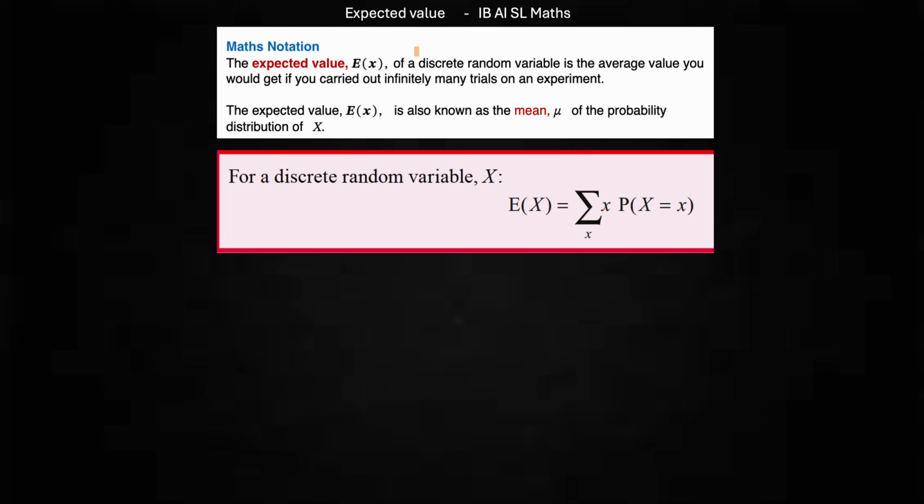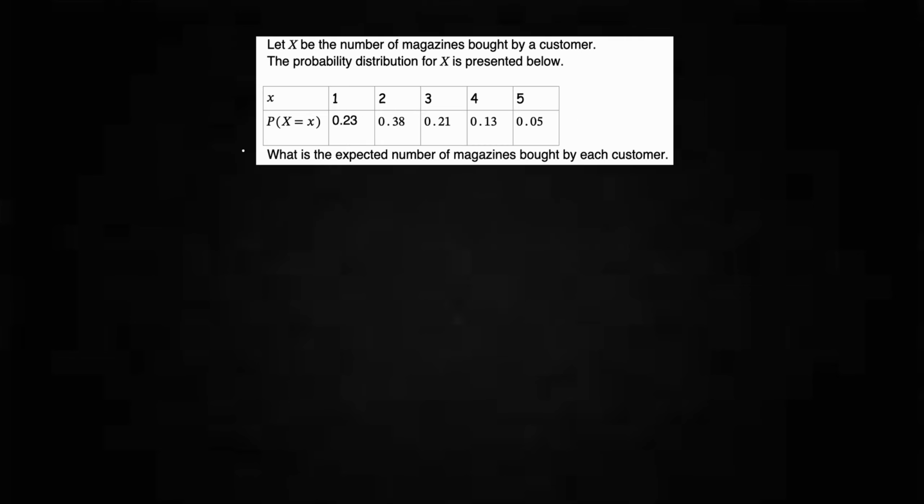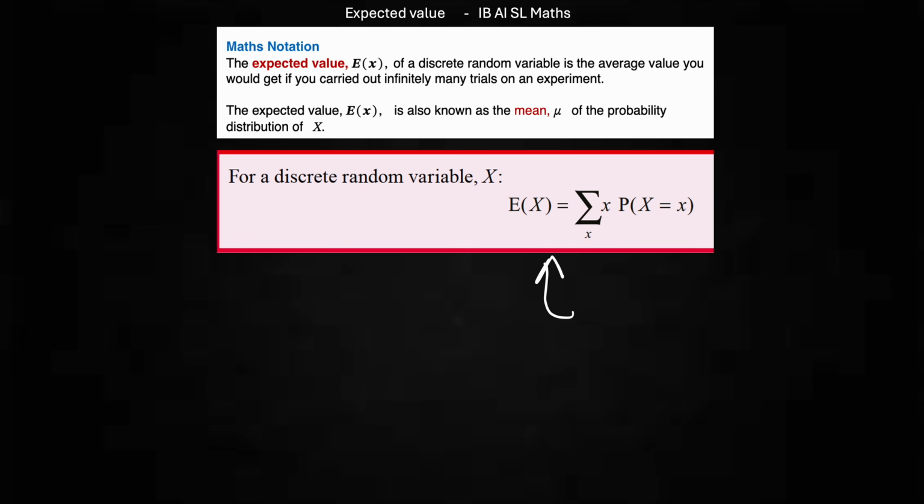Value for the AI SL syllabus. Expected value is really simple. The formula for it, which is indicated here, looks really confusing, but in reality it's just two simple calculations that you need to do. So in this video I'll explain what expected value is, and then I'll explain how to do it really simply through an exam style question.